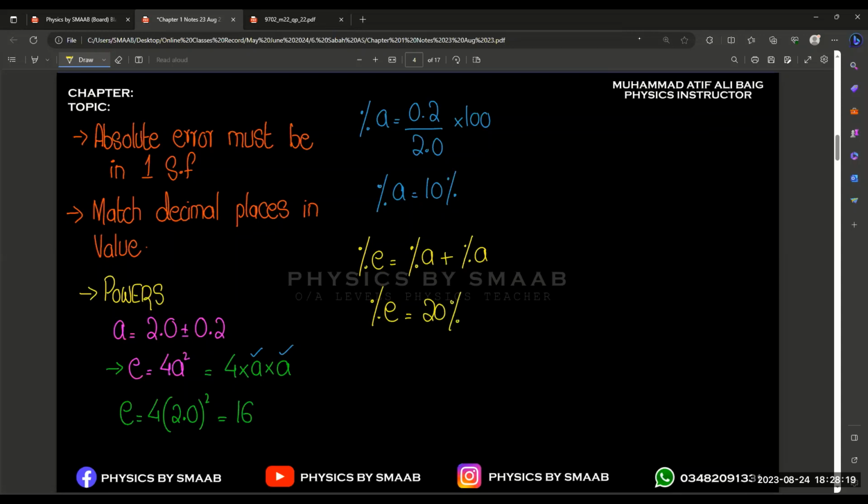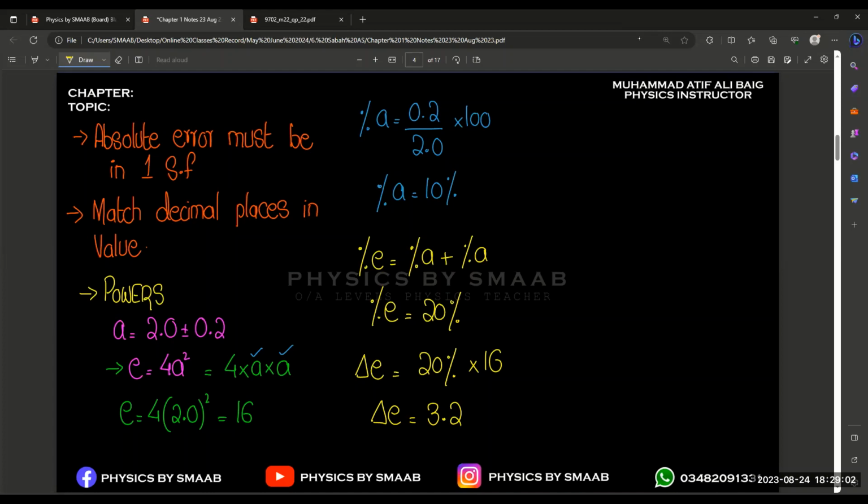20%, right? So finally, the step you mentioned, now we need to multiply with the original value. That is the absolute uncertainty. 20% multiplied by 16 will be 3.2. And then you just need to find out the final answer with the help of these errors, right?